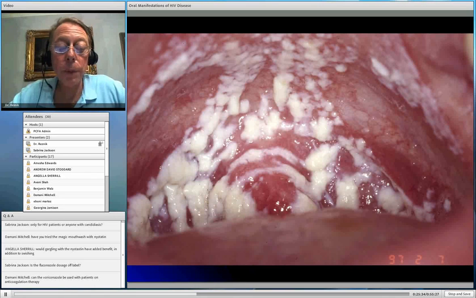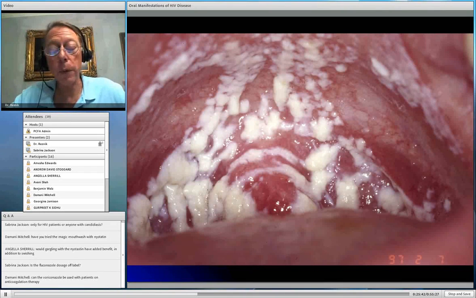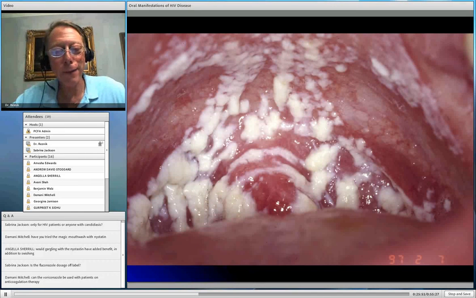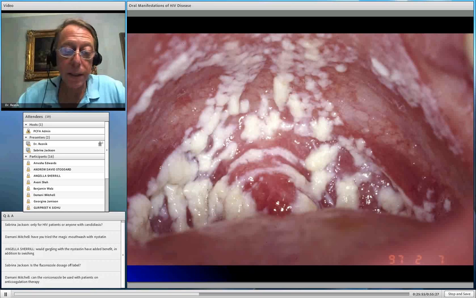This is an example of azole-resistant Candida albicans. It's much harder to remove. We used to refer to this as almost a hyperplastic form of candidiasis because it does have a little keratin over it. It's much harder to remove. But this is azole-resistant candidiasis.